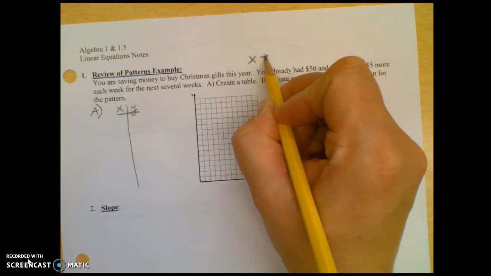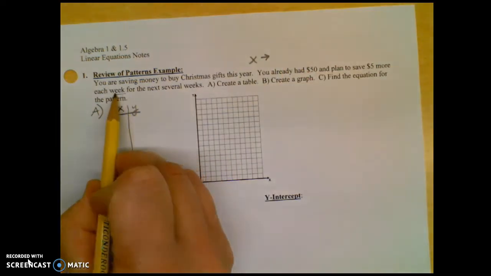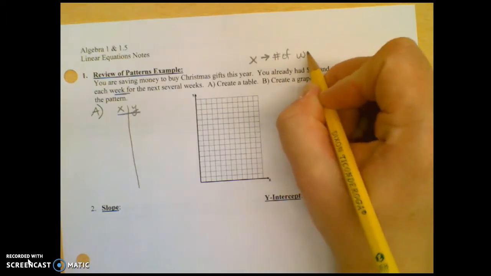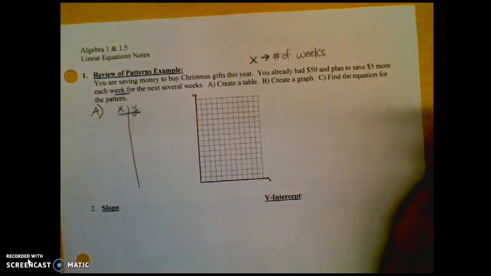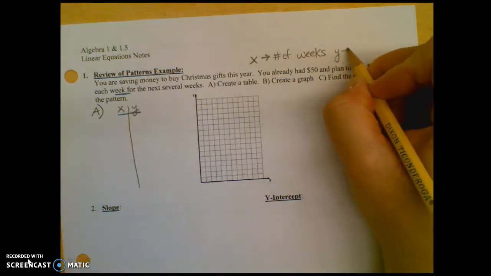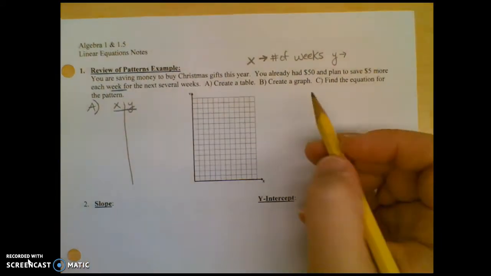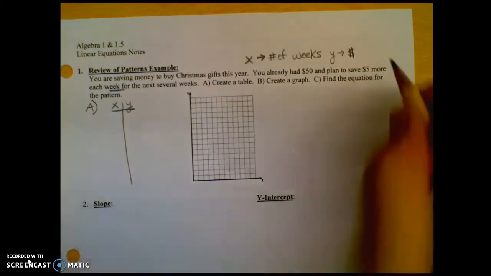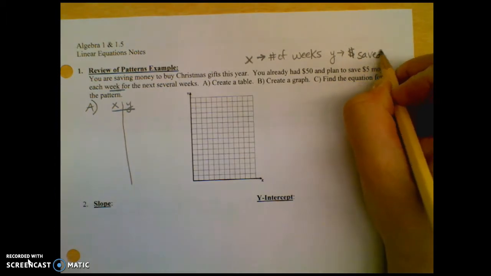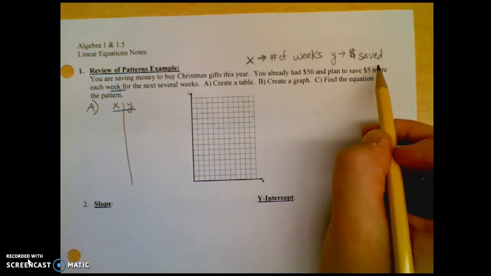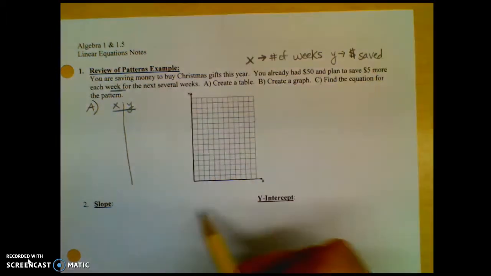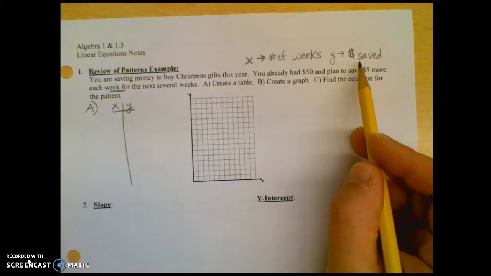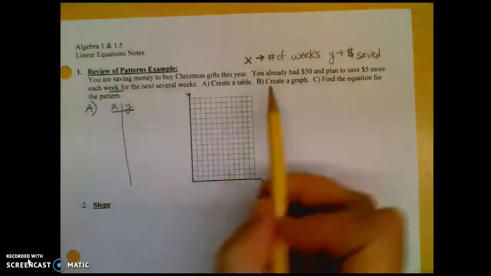the independent variable, which in this case would be how many weeks. Okay. And my dependent variable, which is y, I'm going to let that stand for the amount of money that we save. This step right here is called defining the variable. So everything that we do, we know that x equals the number of weeks and y equals the amount of money saved. Okay, so let's read this again.